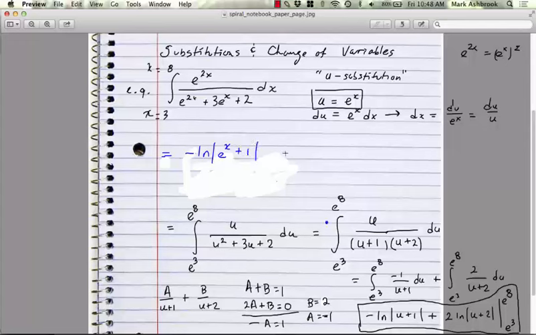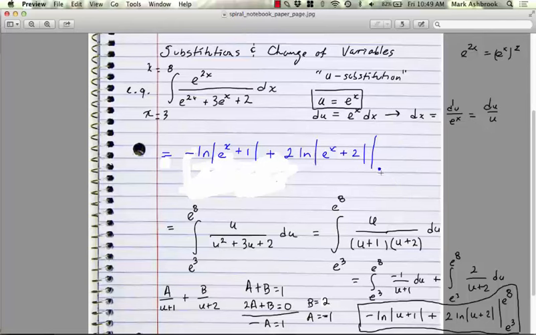Don't erase stuff. Okay, so this is just in case I'm adding to it. I'm not erasing. Right? Plus 2 times natural log of u plus 2, e to the x plus 2. So if it was indefinite, here would be our final antiderivative, plus c, okay?